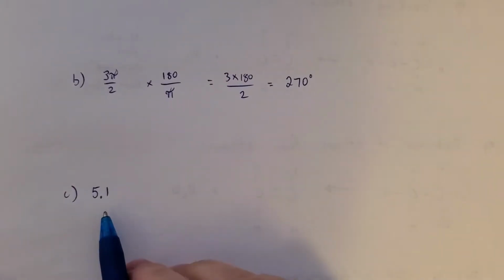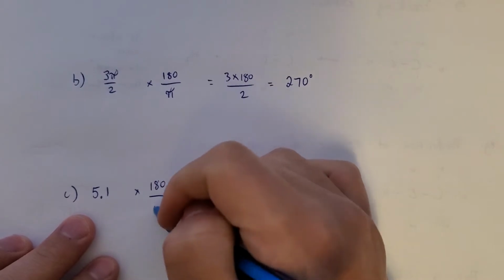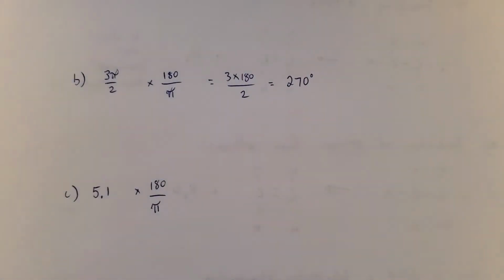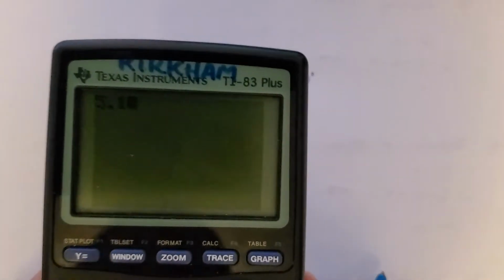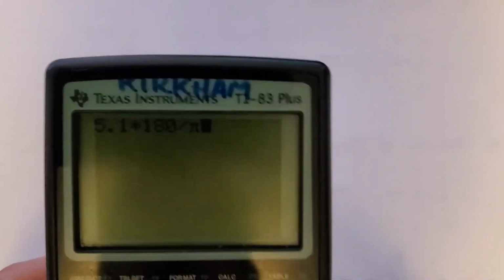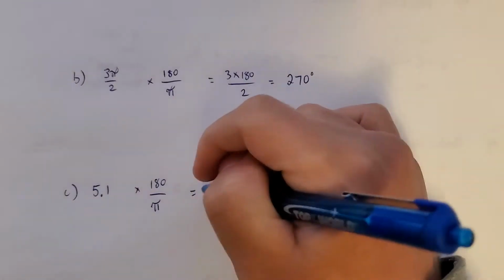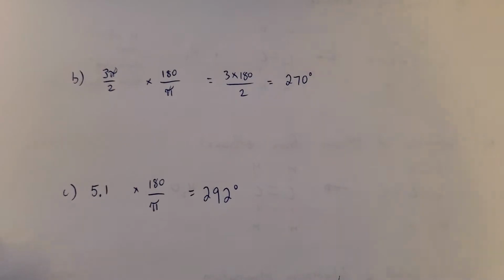This last one, check it out, just 5.1, which looks a lot different from our other examples, but we're going to do the same thing. However, pi's don't cancel, so I am actually just going to use my calculator here. I'm going to do 5.1 times 180 divided by pi, and just take a few decimal places. Let's call that 292 degrees. No need for decimals there. Okay, so that's going radians to degrees.